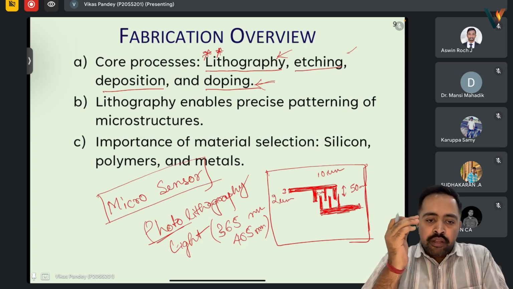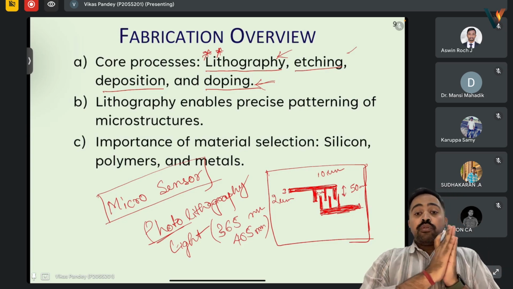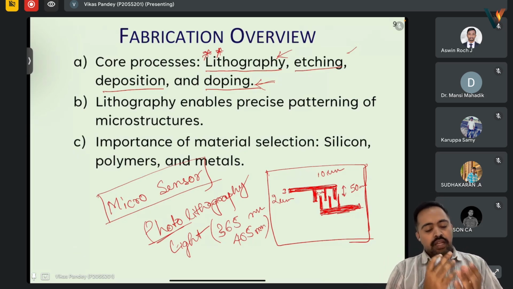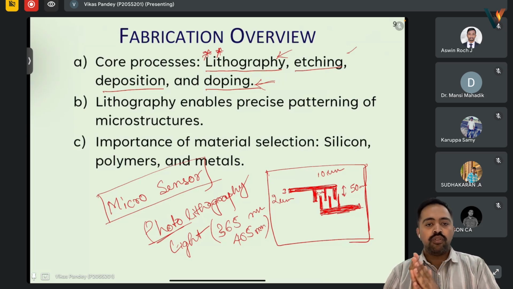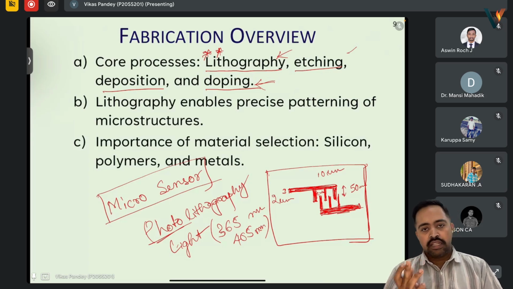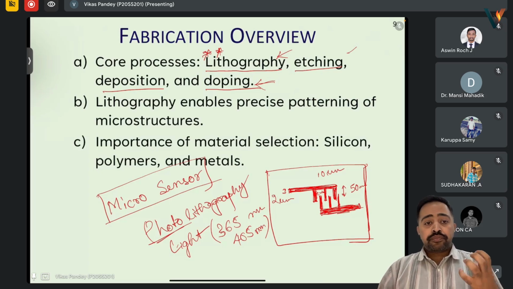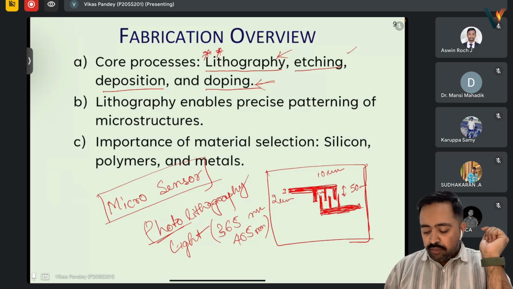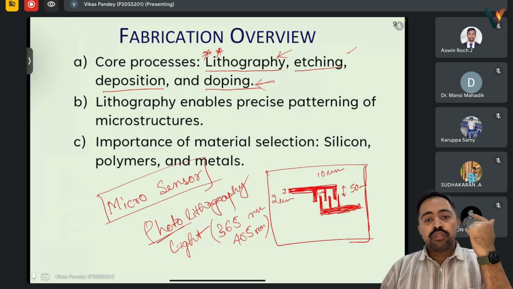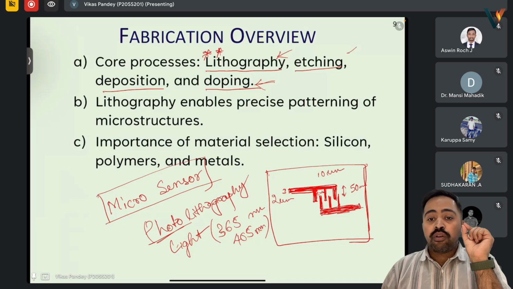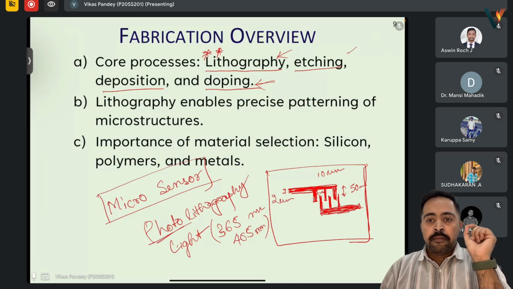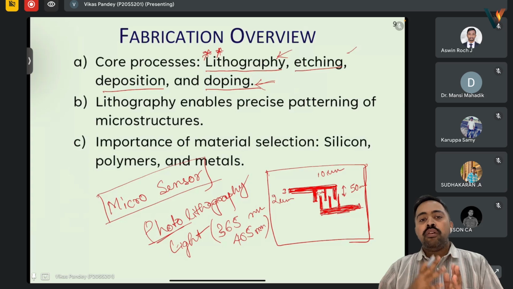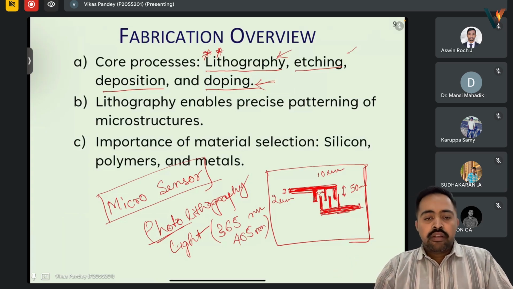But if we want to go into nano and very small dimensions, then we go to deep UV lithography and these things. Lithography is a core process in which we are able to make patterns. We will see how, using light, we are able to make small micro scale patterns, and how that patterning is done. This is a very important part of micro scale devices, like micro sensors.